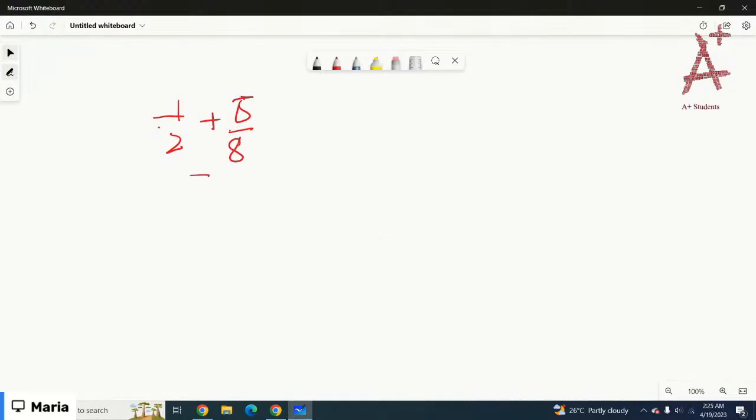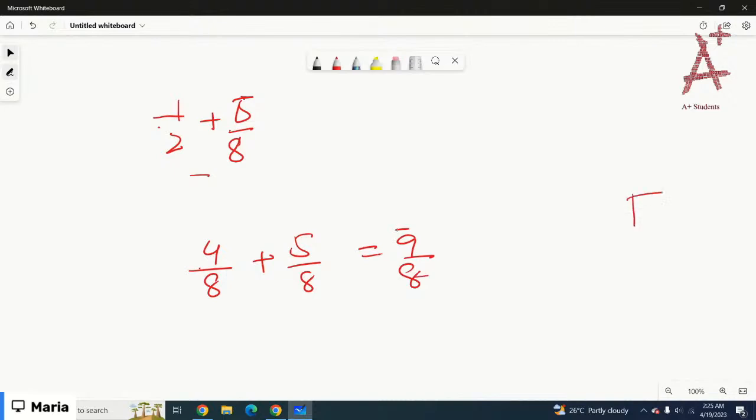So first of all, you need to make the denominator same. 2 times 4 is 8. So it would be 4 times 1 is 4 and 4 times 2 is 8. Got it? Now they have the like denominators. You can simply add their numerators. So 4 plus 5 is 9. So it would be 9 over 8. Got it?